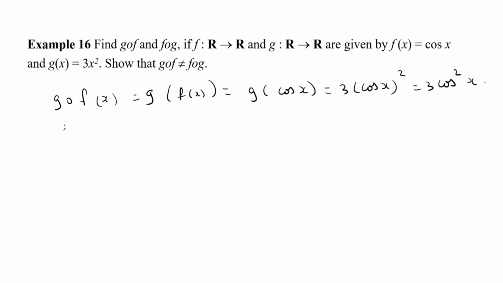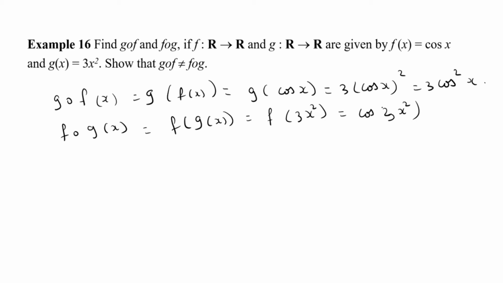Then f of g of x is equal to f of g of x, that is equal to f of 3x square, since g of x is given as 3x square. F of x is equal to cos x. So f of 3x square will be cos of 3x square. So we can see that g of f is not equal to f of g.